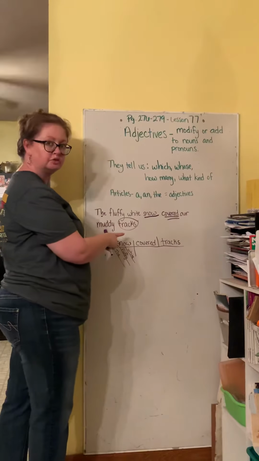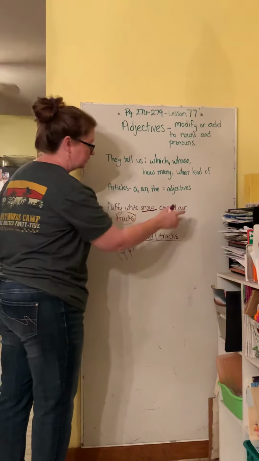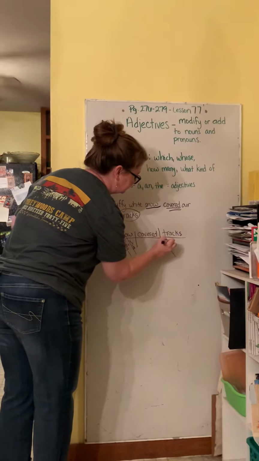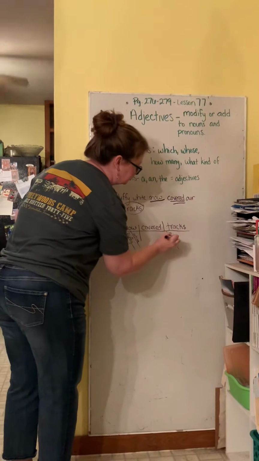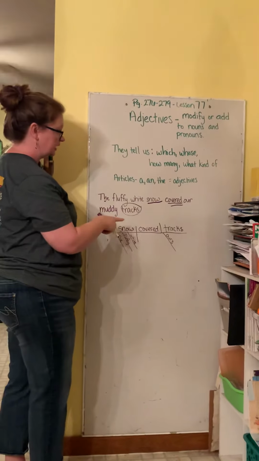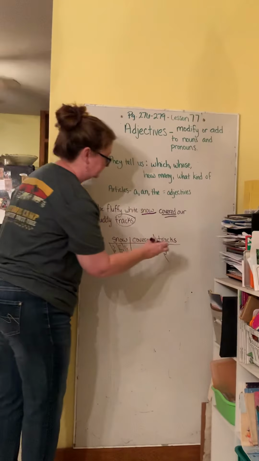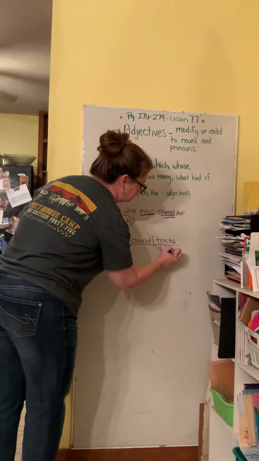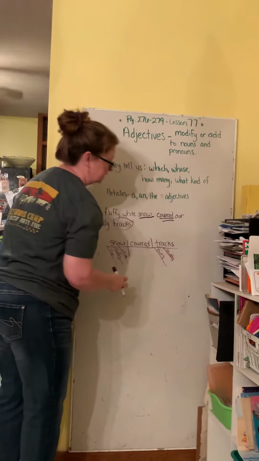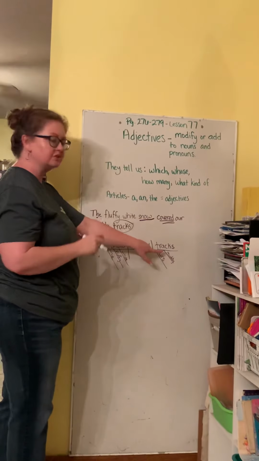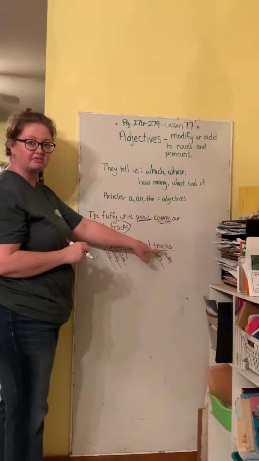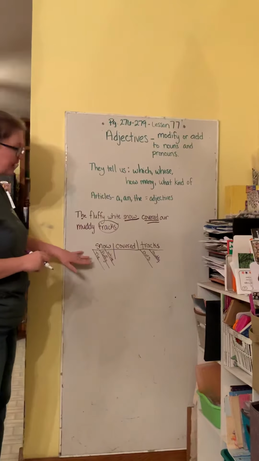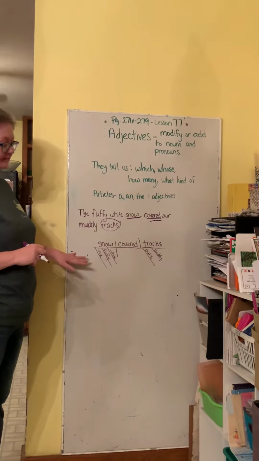Well, whose tracks were they? They were ours. So same thing, slanted line. What kind of tracks? They were muddy. So same thing, slanted line under the noun that it modifies or describes, okay? So now I have my whole sentence diagrammed.